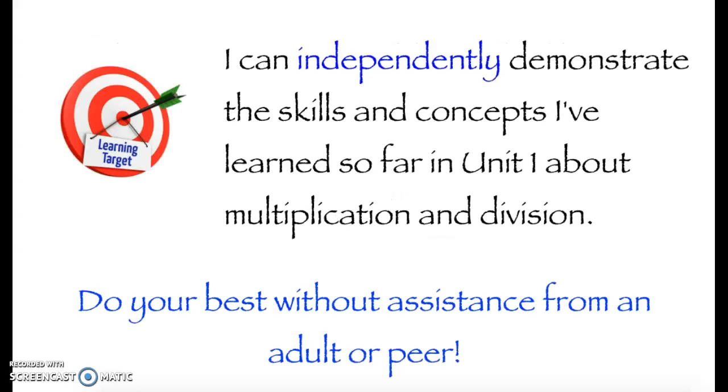For our learning target today, I can independently demonstrate the skills and concepts I've learned so far in Unit 1 about multiplication and division. You may notice that in this learning target, the word independently stands out as being a different color. That's because we're interested in seeing the work that you can do. So please do your best, but do it without assistance from an adult or peer. This will help your teachers know more about where you are in Unit 1, what you know, and what you still need help with.